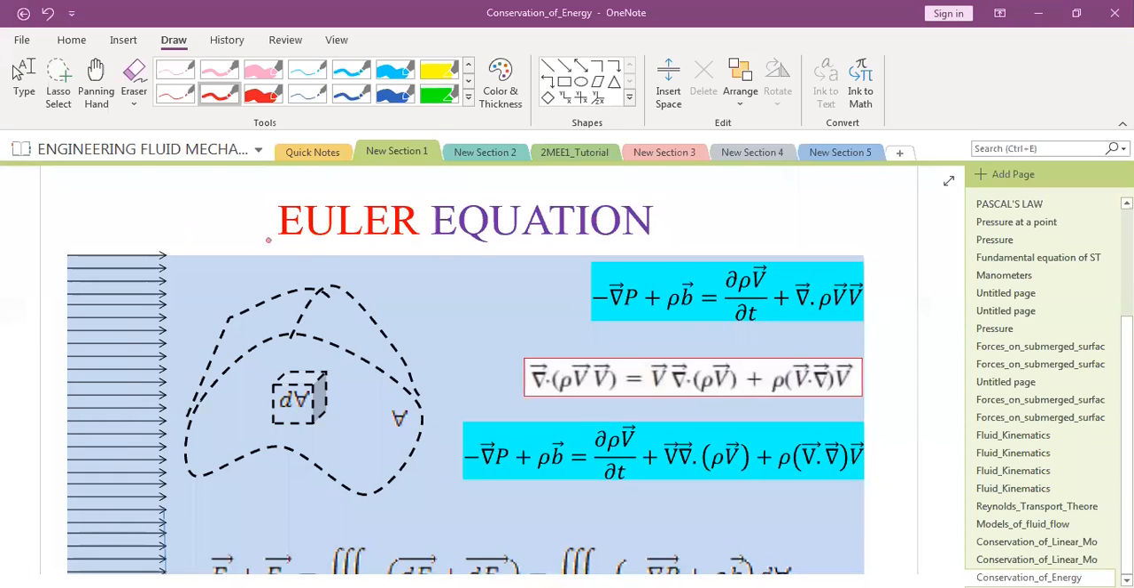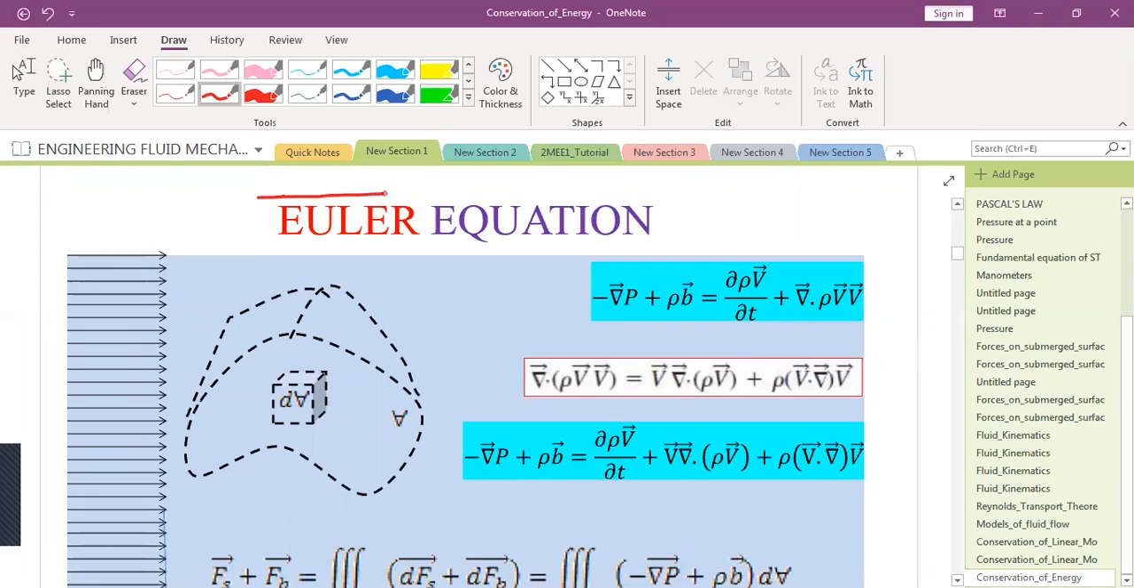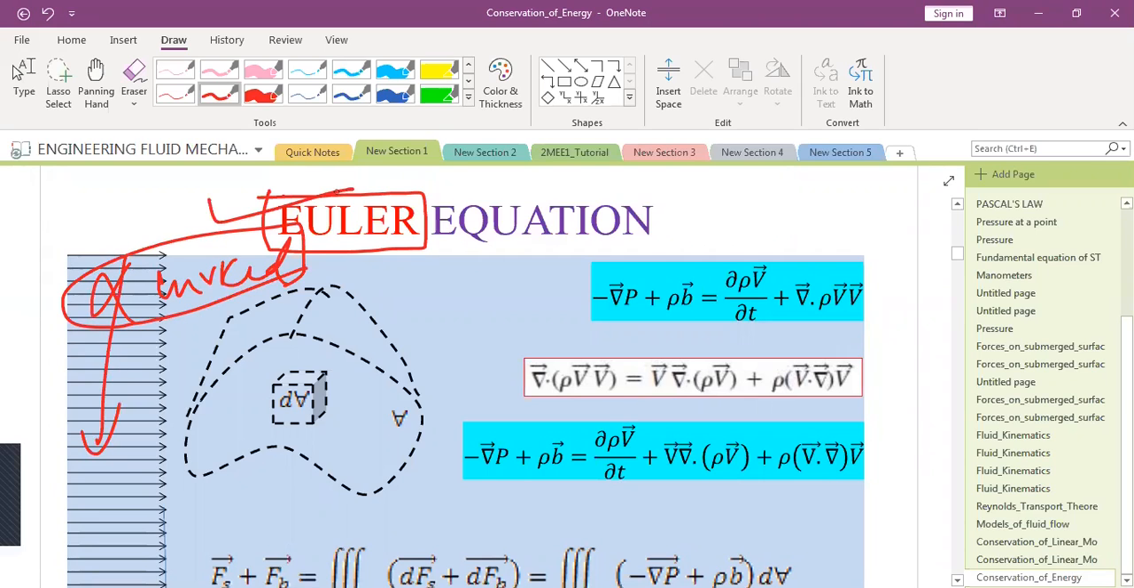So we have talked about conservation of linear momentum, and we saw that the Euler equation was just a special case in which we were applying conservation of linear momentum to this inviscid region of flow. So that was what was called the Euler equation. We shall be taking this equation forward so that we can now derive an equation for conservation of energy.